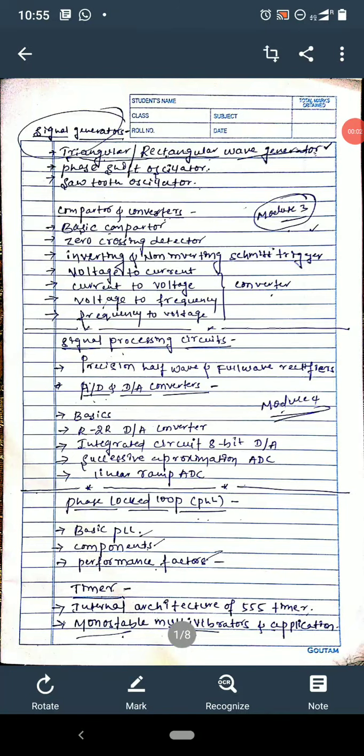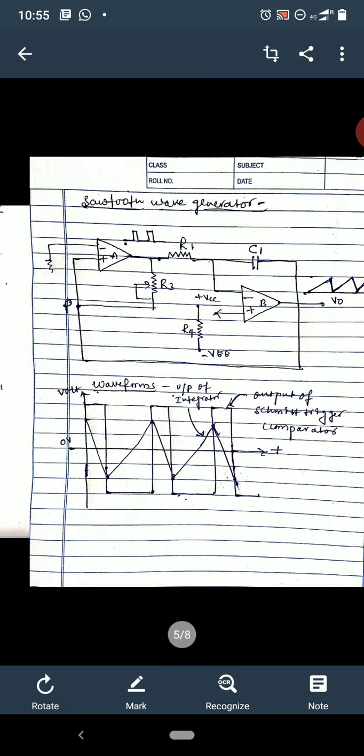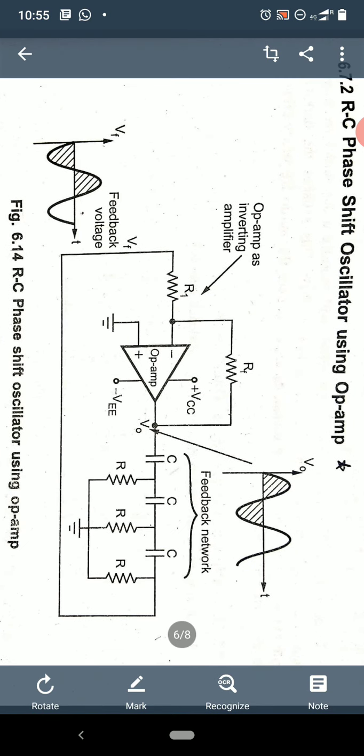Hello friends, we have already discussed triangular and rectangular wave generators and sawtooth oscillators in signal generators. Now we will discuss the phase shift oscillator. Before getting into the topic, first of all we should understand what an oscillator is.